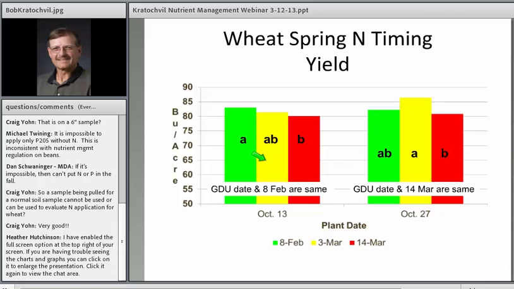Our best yield was attained when the applications went out prior to March 1, or close to March 1. For the late planting date, October 27th, and in this case, it was this red bar here, we actually accumulated our 1,200 GDUs, and that was then the same date as our late application date, so those 2 dates are combined. But again, what we saw as far as yield response was that the best yield was attained if we got our nitrogen applied either in early February or prior to about March 3rd.